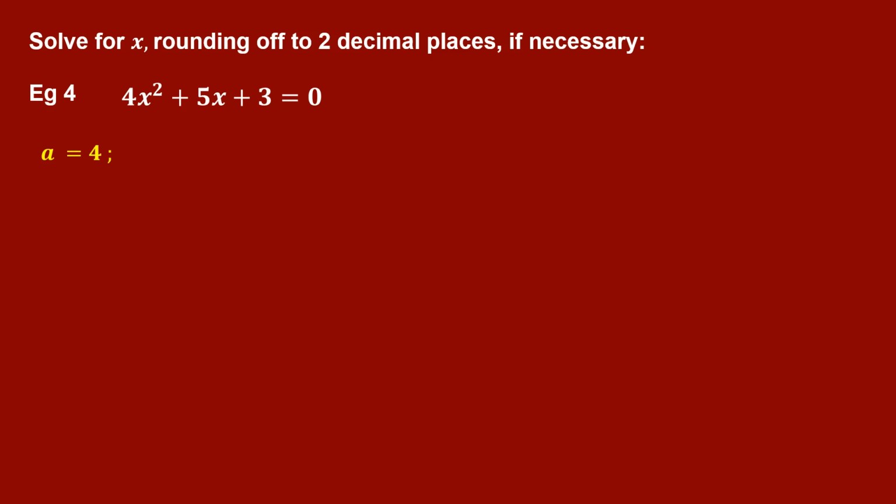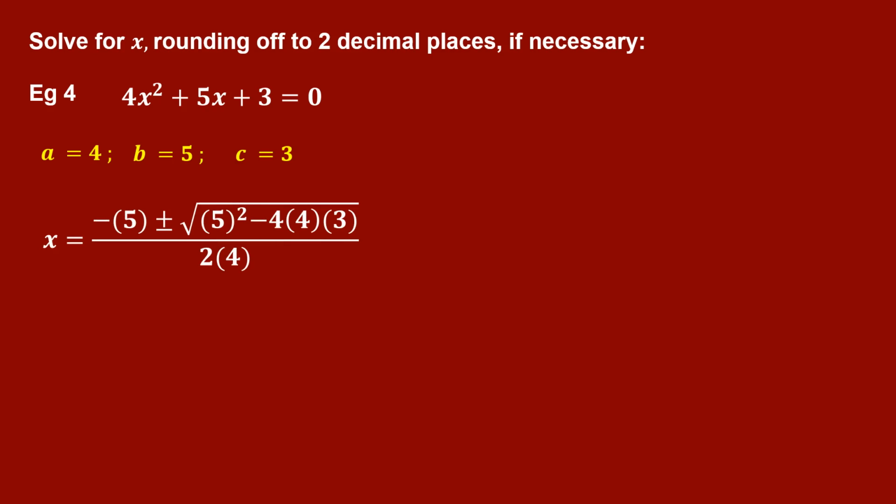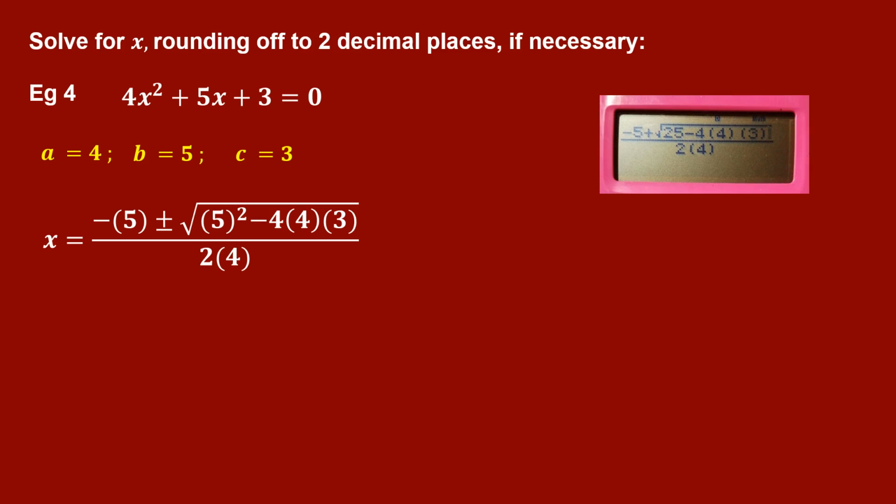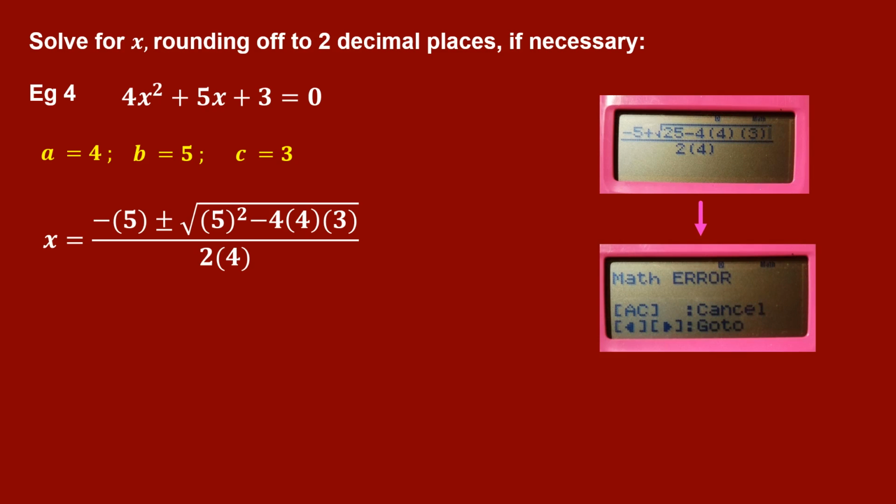In my equation, A is equal to 4, B is equal to 5, and C is equal to 3. And we show substitution into the quadratic formula. Now if I type this into my calculator and I push equals, I get a mathematical error. Does this mean I've done something wrong? No, it doesn't. What it does mean, though, is you're asking your calculator to do the impossible. So let's take this quadratic formula and just see what exactly about it is impossible. Why can't the calculator do it for me?